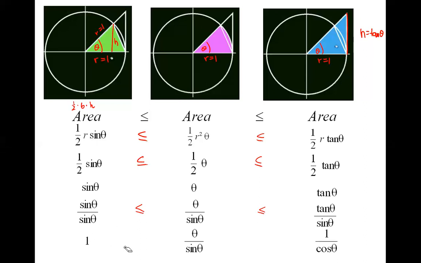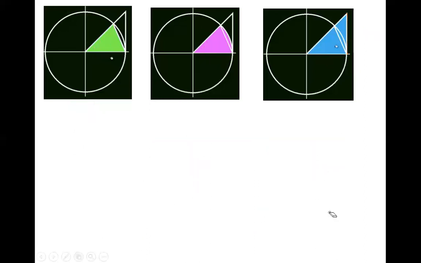Okay, I am going to take these last compound inequalities, and I will reverse the direction of the inequality, and this will force me to flip the fractions. This will be 1 over 1, of course 1. This will be sine theta over theta, and this will be cosine theta over 1, which is just cosine. And we can see the directions change.